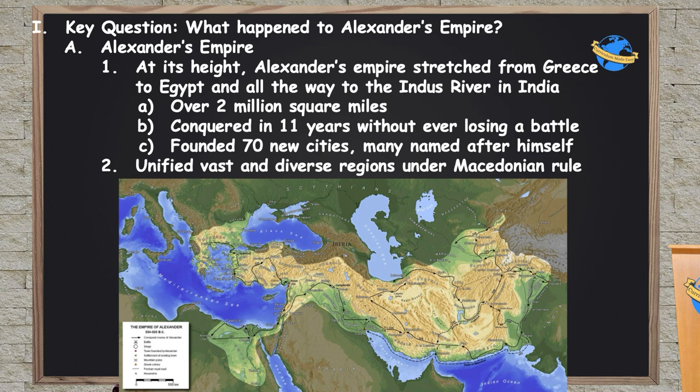It is quite a sizable empire. It only took 11 years for him to conquer all this territory, and in those 11 years, Alexander did not lose a single battle, right? That's pretty amazing. And in those 11 years, he founded over 70 new cities, many of which were named after himself. Now, in conquering all this area and unifying it into a single empire, he takes these vast, diverse regions that are all under his control and puts them under a single rule of Macedonia. So effectively, inside one empire now, you've got Indus Valley culture, Mesopotamian culture, Egyptian culture, the cultures of Anatolia, Greece, and Macedonia. All this is being mixed together into a single culture.